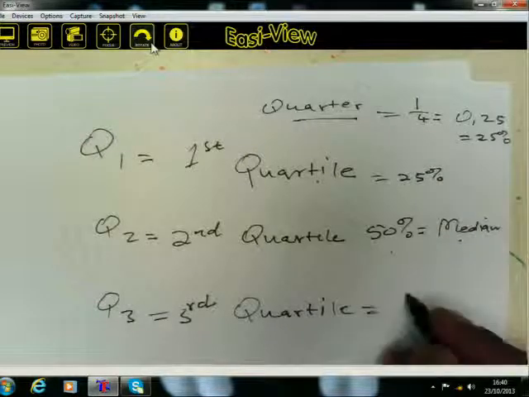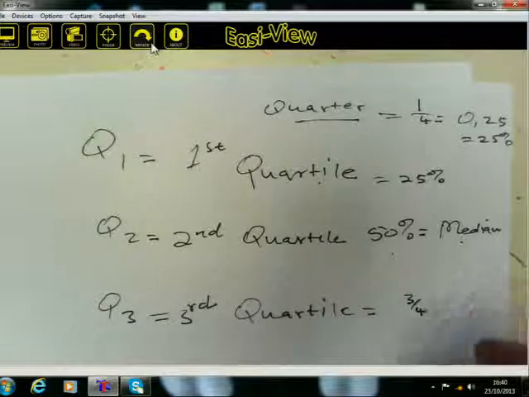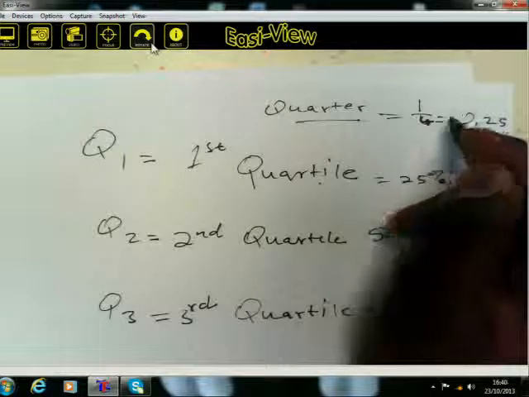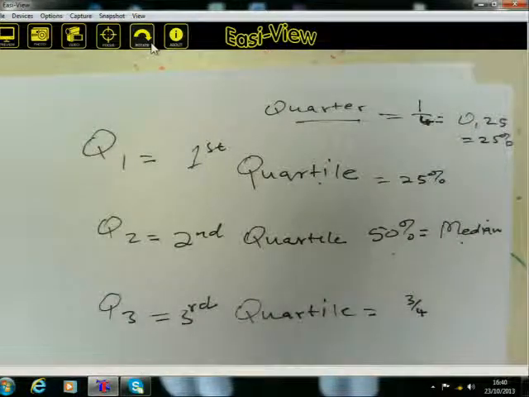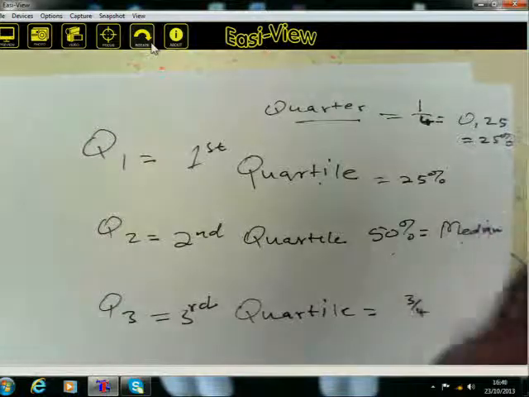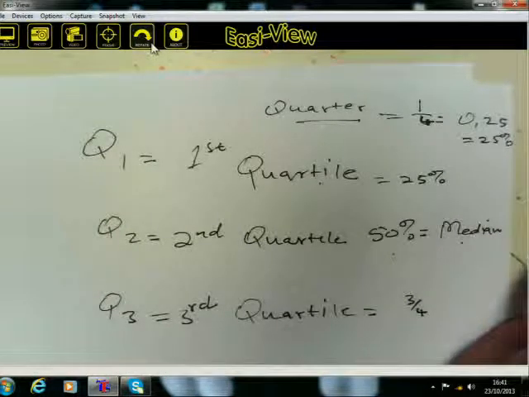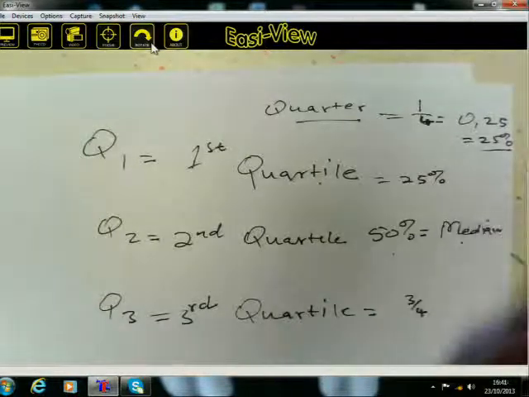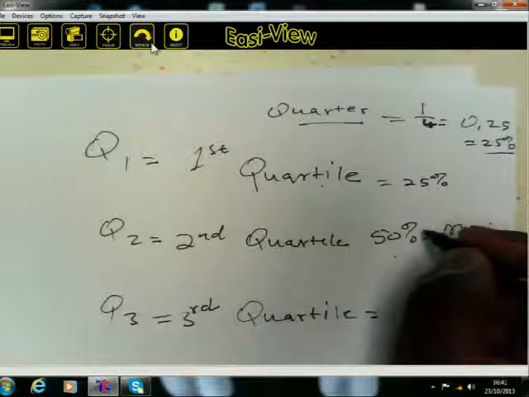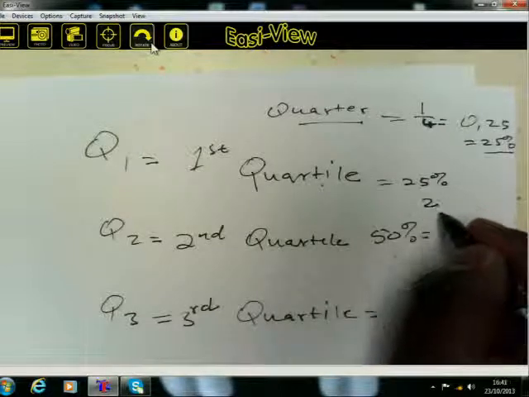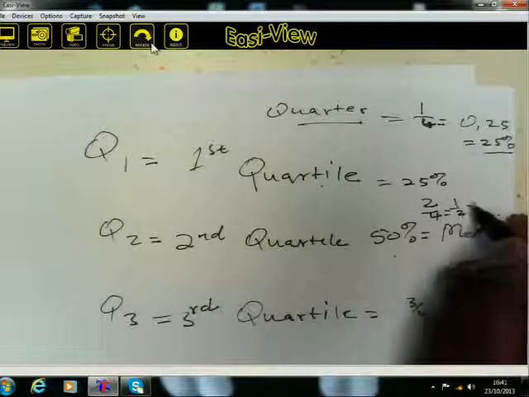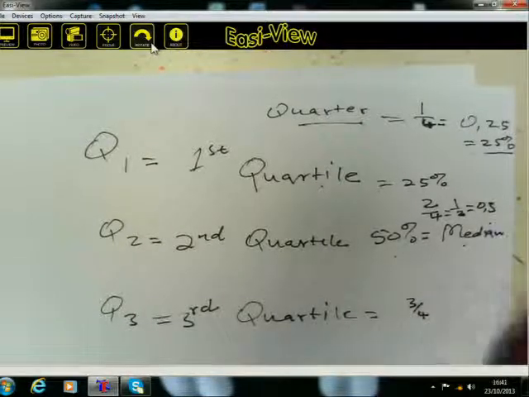Remember, I said quarter means 1/4. 4 is the full, it's 1 over that full. That means it's 1/4, which is 0.25 in decimals. When you change it to percentage, that's 25%. Now, the second quartile, that's 2/4. What is 2/4? That's 1/2, a half. What is a half? It's 0.5. That's why it's 50%.